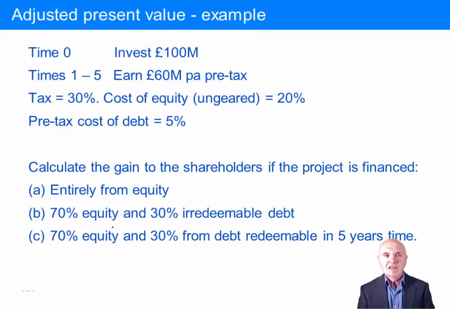So the starting position is what would happen if this was purely equity financed. So we're throwing 100 million at this. We're getting 60 million less the tax back for years 1 to 5. The cost of equity, which we're going to be using as a discount rate, is 20%. And it's part A, if you like, a very straightforward calculation.